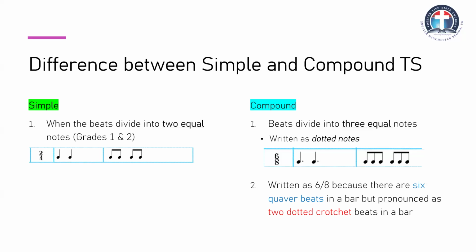But because we want to keep to the dotted crochet, we want anybody we are talking to to understand that the reason you have this 6/8 is because of the dotted crochet. So therefore we say 2 dotted crochets in a bar. Of course, the number is 6/8, but the interpretation is 2 dotted crochets in a bar.